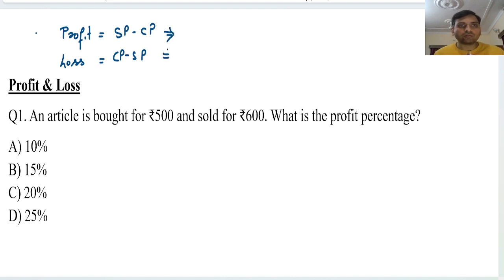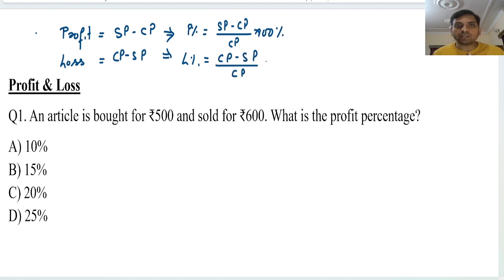Now from these two formulae we can get profit percent and loss percent. Profit percent equals selling price minus CP, this means profit, divided by CP, into 100%. And for loss percent, the formula is CP minus SP upon CP, always CP in the divisor, and this multiplied by 100%. So this is the formula for loss percent. Now we will see some questions.